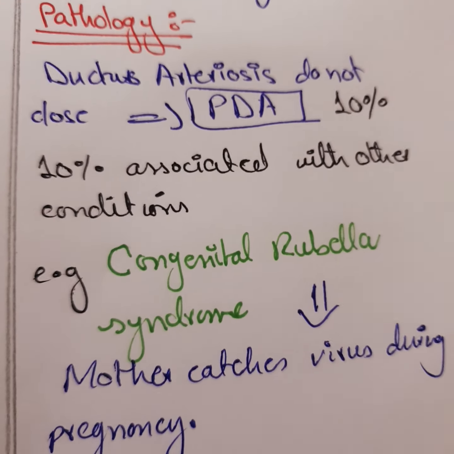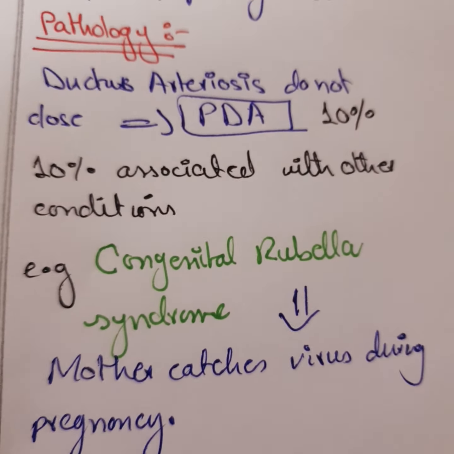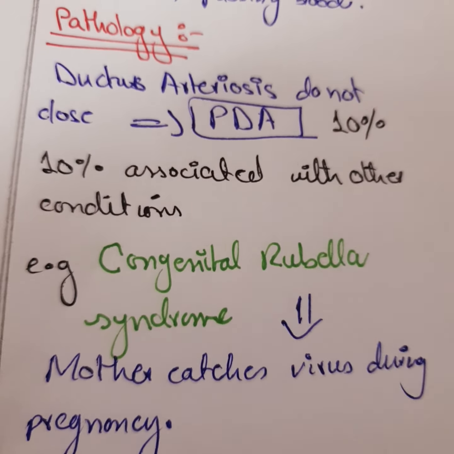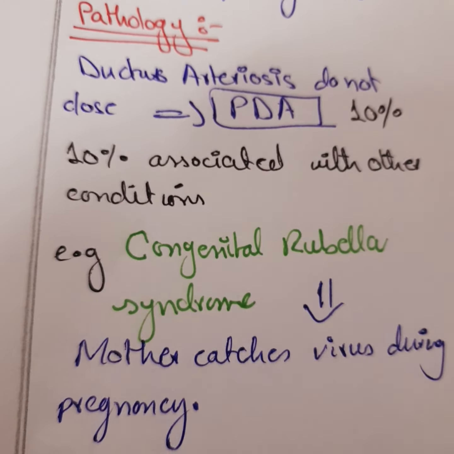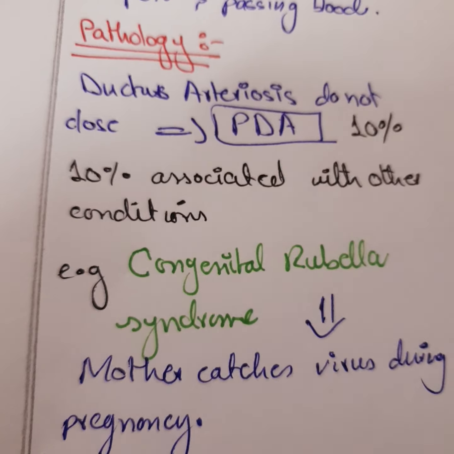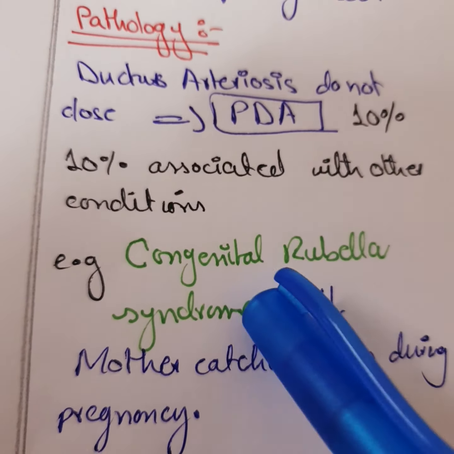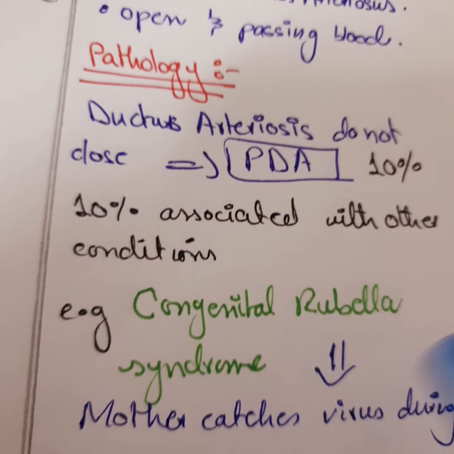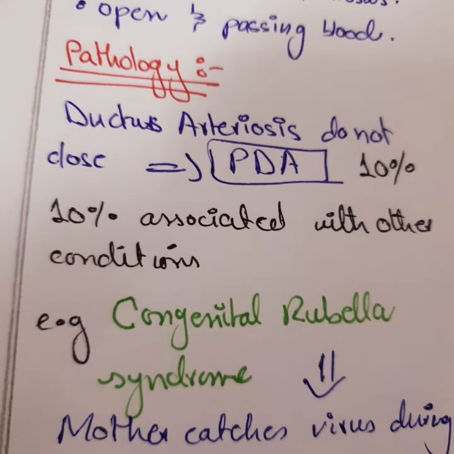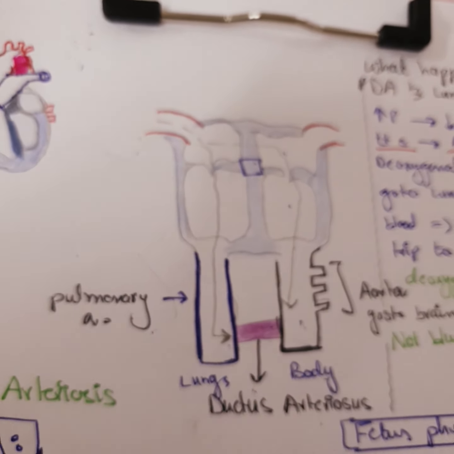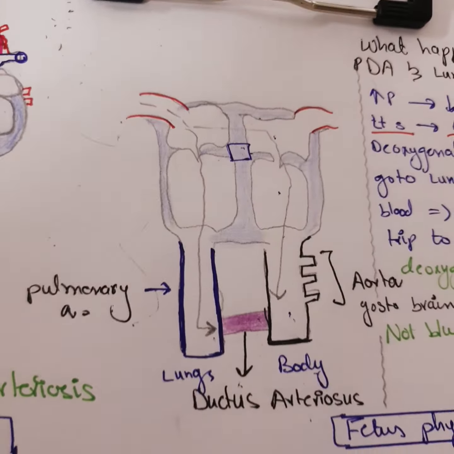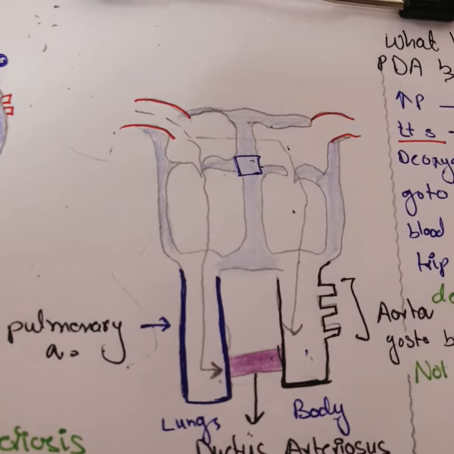Anyways, now here about the pathology. About 10% of the babies are born with the patent ductus arteriosus, but the other 10% is associated with other conditions, that is congenital rubella syndrome, where the mother catches the rubella virus during pregnancy. So basically, what happens to the babies that are born with the patent ductus arteriosus?